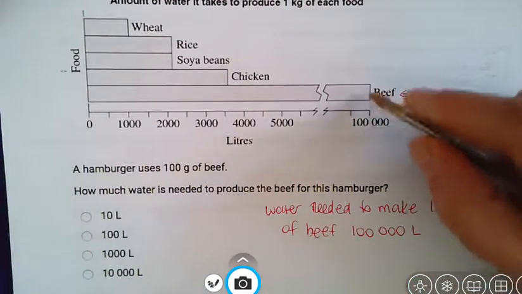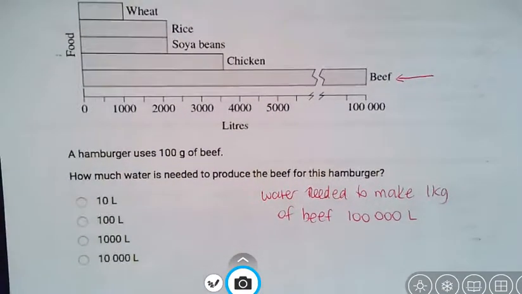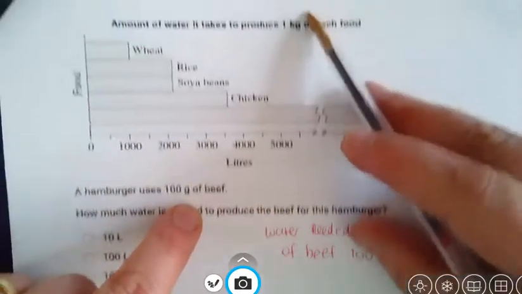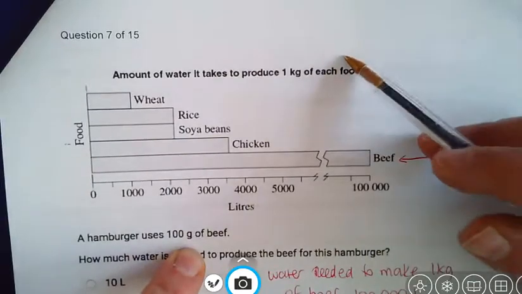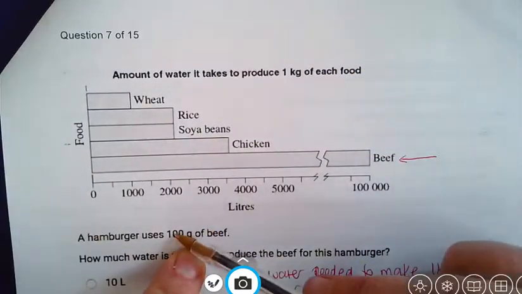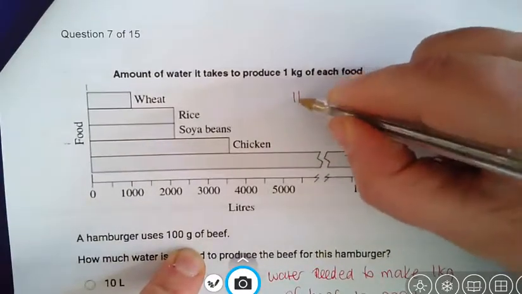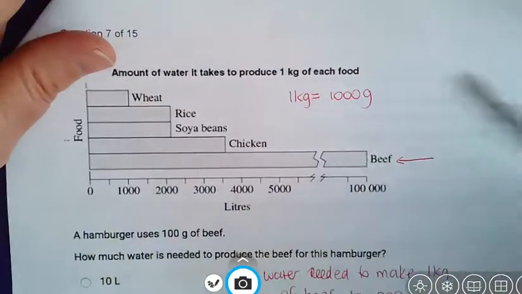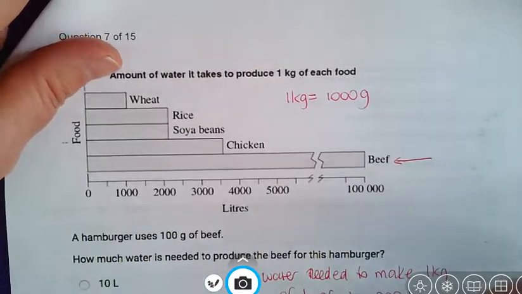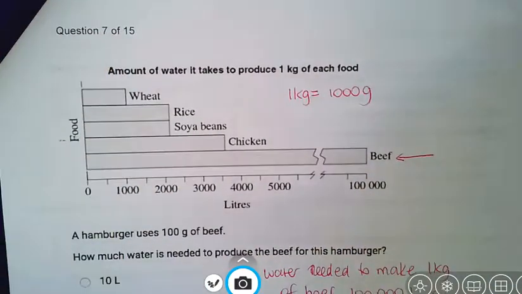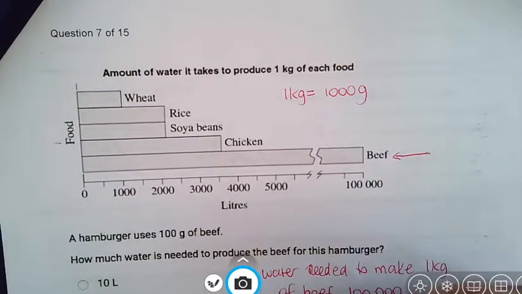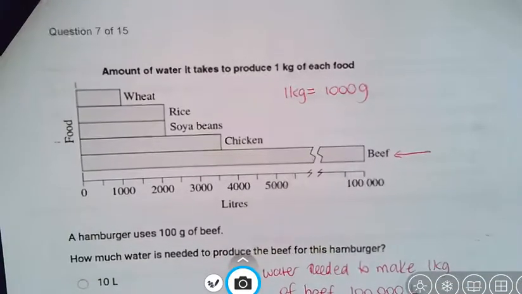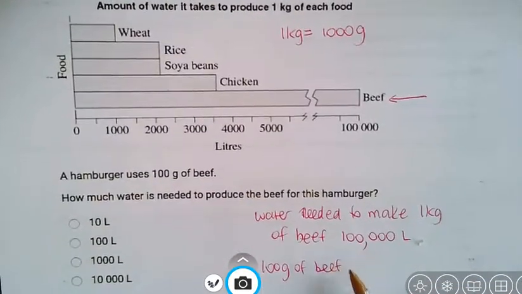100,000 litres. Can you see that? But girls, a hamburger only needs 100 grams of beef. That's for a kilo. So this is for a kilo. What's a kilo in grams? 1 kilo is how many grams? It's 1,000 grams. So if you want to make 1,000 grams of beef, you need 100,000 litres of water. If you just want a hamburger, you only need 100 grams of beef. So 100 grams of beef, is it going to need more or less than that much water? Less. How much less? What are you going to do?